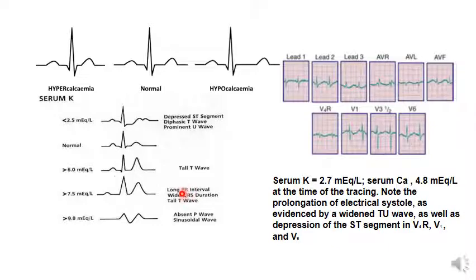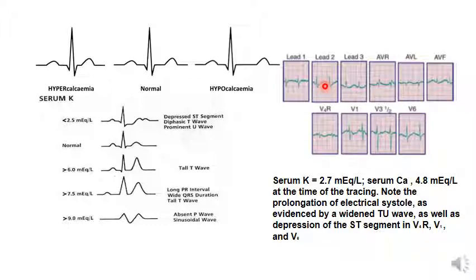More than 7.5, long PR interval prolongation with wide QRS duration, and more than 9, absent P wave. There is no P wave and a sinoventricular or sinusoidal wave. Even the QRS is abnormal. Here in hypokalemia, note the prolongation of electrical systole, as evidenced by TU. This is a TU wave.